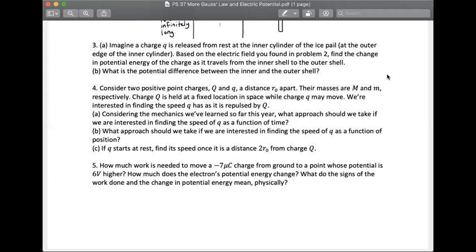Hi everyone. Okay, so I'm working through the solutions to problem set 37, Gauss's law and electric potential. And I thought I'd talk through my rationale for the last couple of problems.